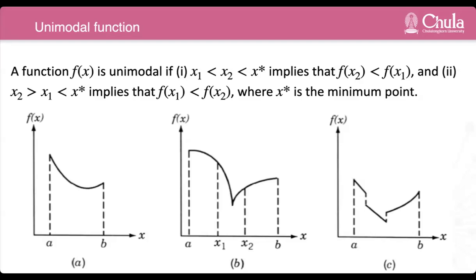Okay. So if we have f(x), which is a unimodal function, in the first case, we know that x1 is less than x2, and less than x star. It's implied that f(x2) must be less than f(x1), okay? And the second case, when x2 is greater than x1, but less than x star, it implies that f(x1) must be less than f(x2).